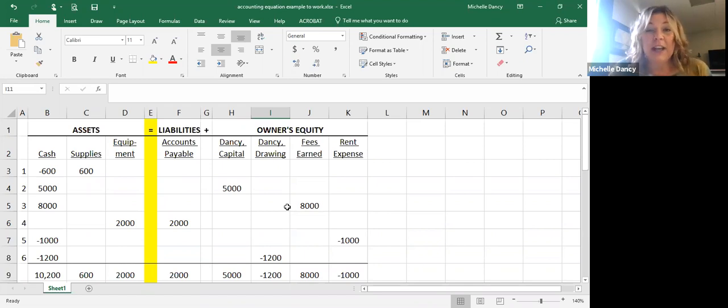Okay. And one last quick review. Remember, owner's equity is increased by capital and increased by revenue. So under capital and revenue, we have positive numbers. Equity is decreased by drawing and expenses. So notice in those 2 columns, we have negative numbers.